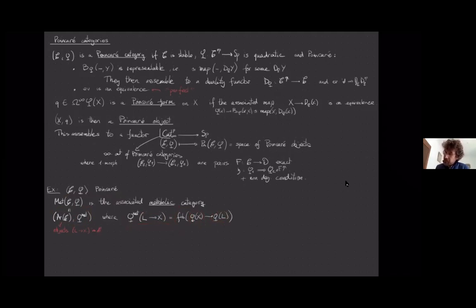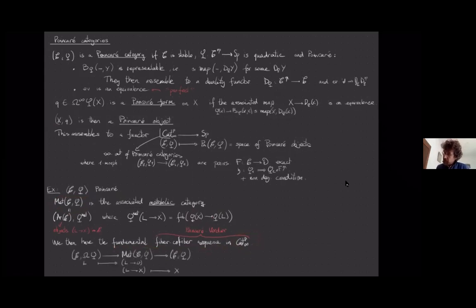So you see, for example, this type of construction is not hard to do with stable infinity categories. It's just impossible with triangulated ones. We then get, using this metabolic category, what we call the fundamental fiber-cofiber sequence in the category of Poincare categories.